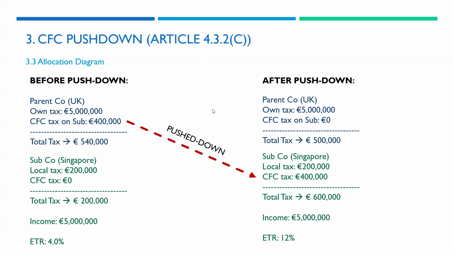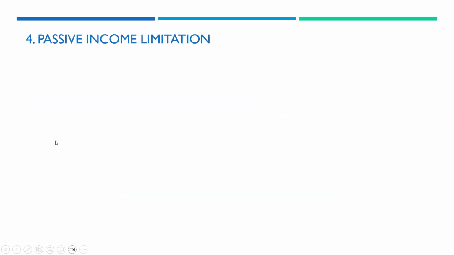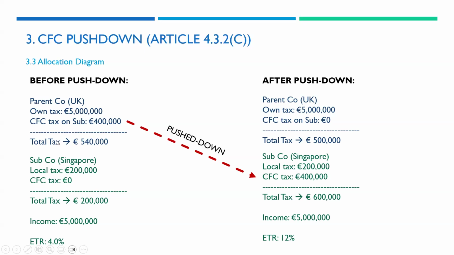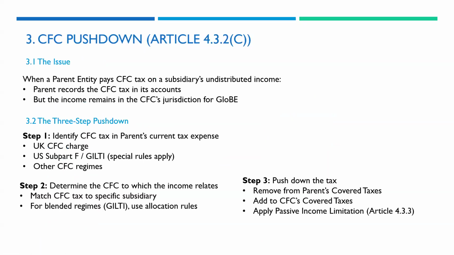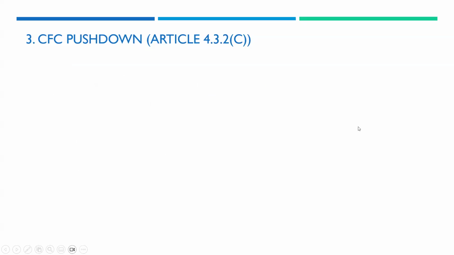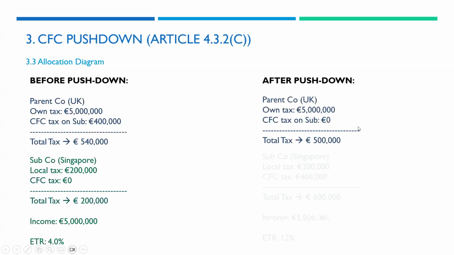Yeah. So this is CFC push down. Now I mentioned something here called passive income limitation. You noted here? Apply passive income limit. After pushing down, apply passive income limitation. This also we discussed last class, but still, for the interest of continued learning, we will discuss passive income limitation also. So, what is meant by passive income limitation?